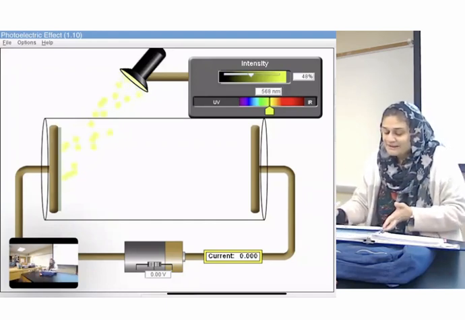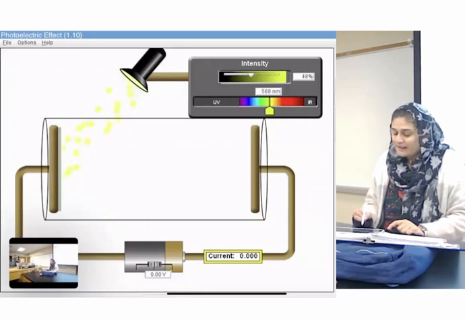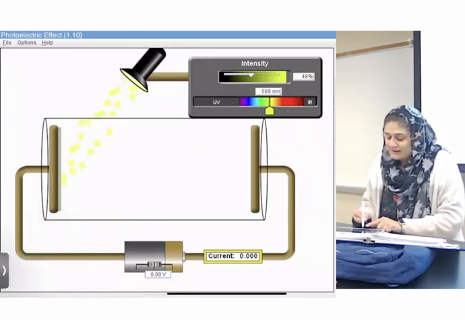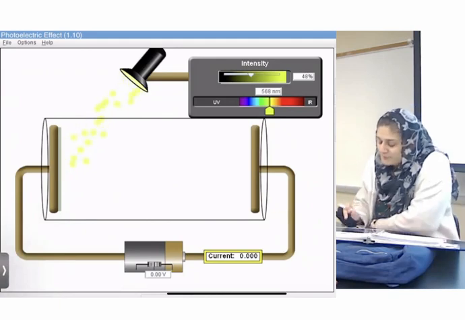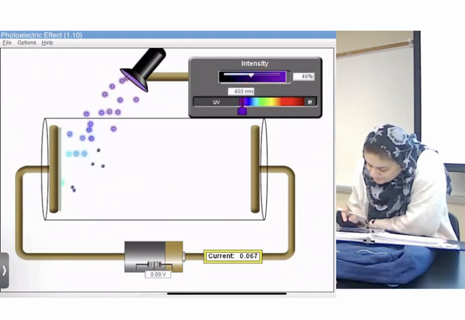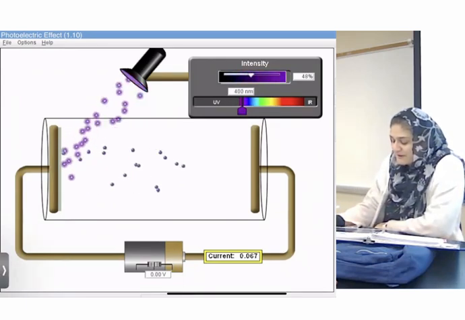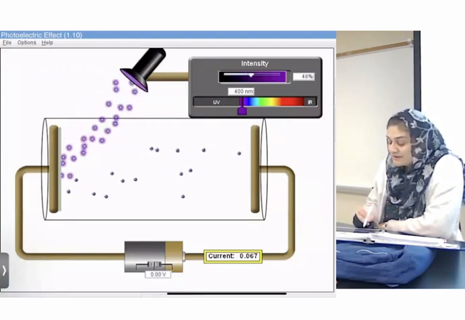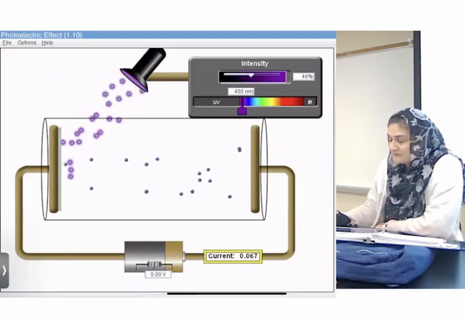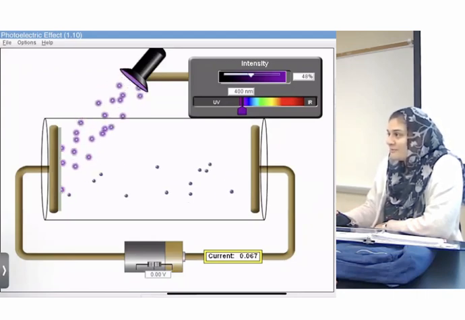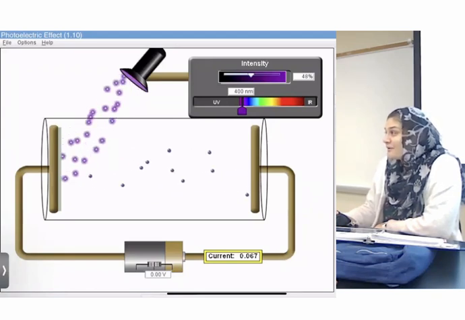So let's draw the experimental setup. And I know that there is a battery here. I want to show you something. Let me just do this, so that we'll see a lot of electrons coming out. So now I'm in the purple range, right? And do you notice that the electrons are actually getting faster? They're speeding up, right? From before when it was green, and now it's purple.